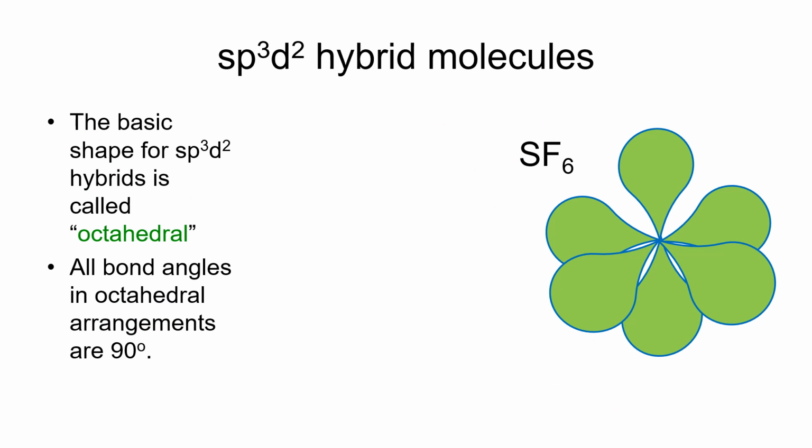Alrighty, so let's look at our SP3D2 hybrids. This time we're going to have the sulfur in the middle. We've got 1 fluorine up, we got 1 fluorine down, and then usually you show them 2 of them coming out at you on either side, and then 2 going back away. And then of course we would put in all of our valence electrons as well for the rest of the fluorines, just so that we're being thorough. And there you go. So that's called octahedral.